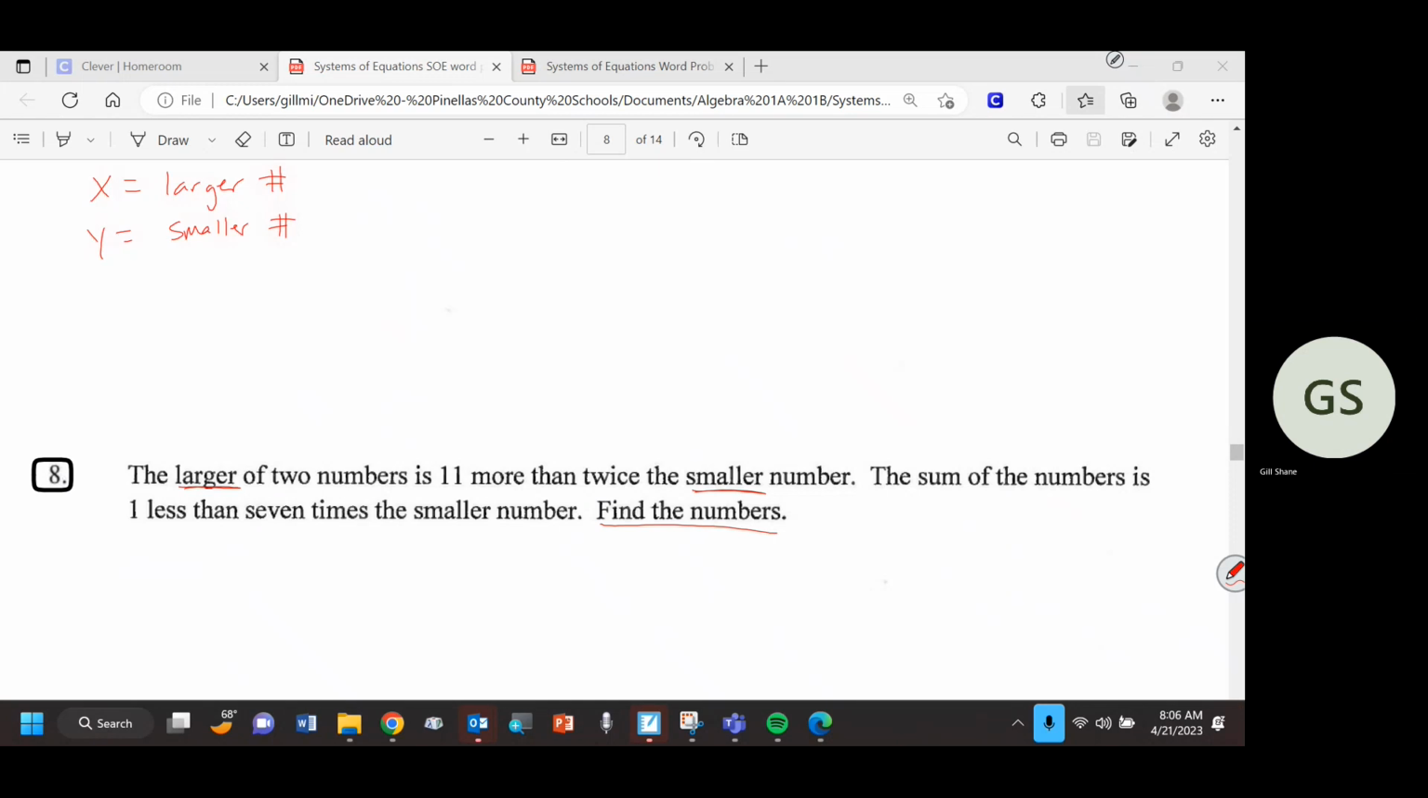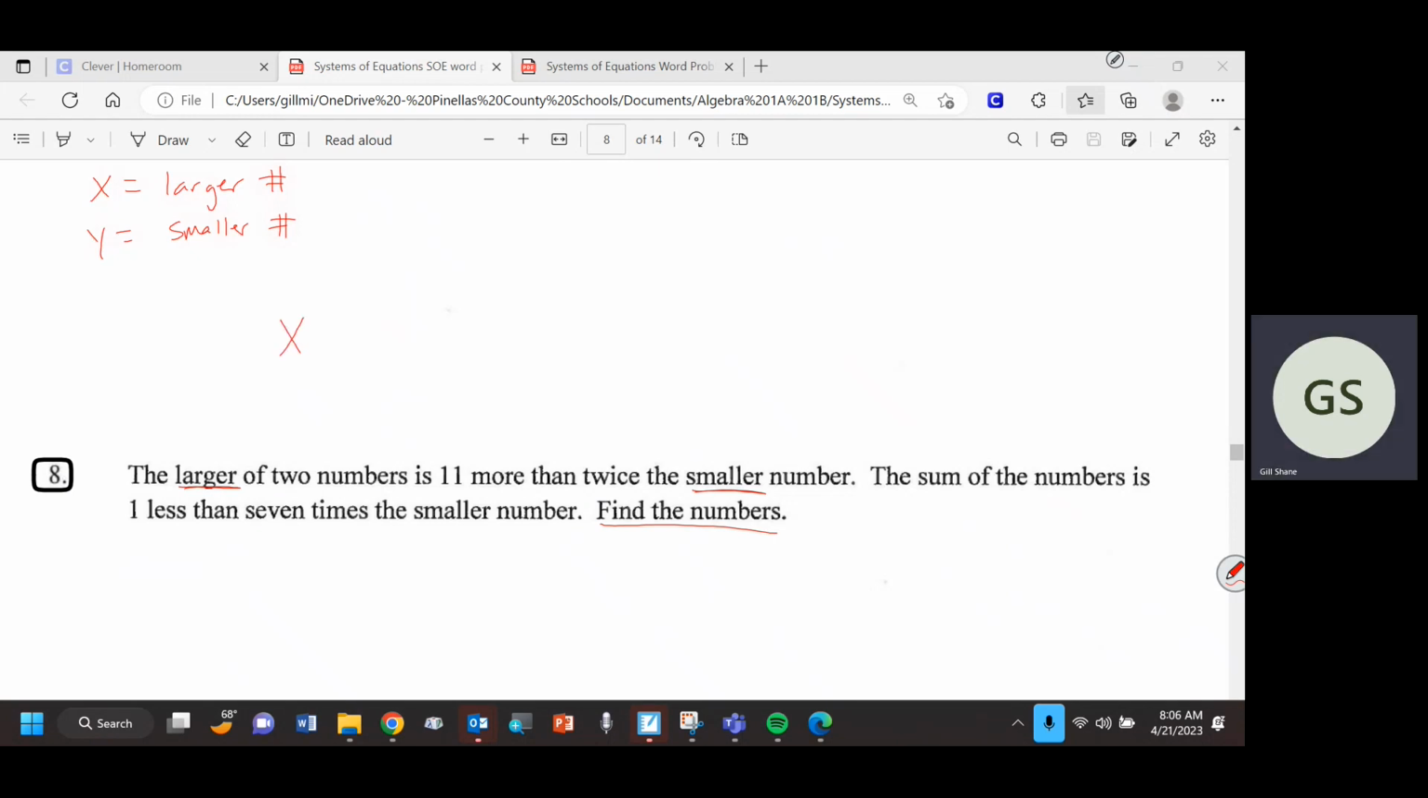So now, I need to think about what it's doing. The larger of the two is 11 more. What kind of math would that be? I would say you're adding to something else. It's 11 more than something else. So the larger number is 11 more than the other number. But there's going to be another piece we have to do.